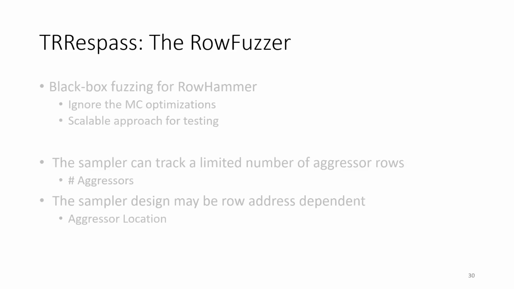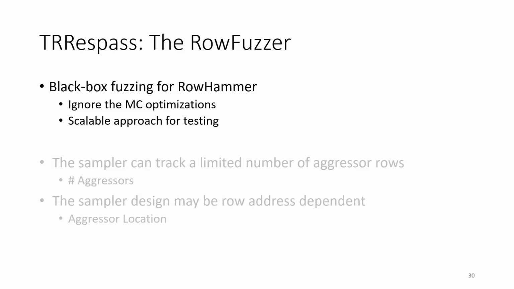This is why we looked for a more scalable approach. We found it in one of the most promising techniques, fuzzing. Fuzzing has two main advantages. The first one is that we can ignore memory controller optimizations that, for example, reorder memory accesses to improve performance. The second one is that we can apply this approach in a black box fashion without reverse engineering the specific TRR implementation. Our fuzzer TRRespass is able to test memory modules through hammering patterns randomizing two parameters.